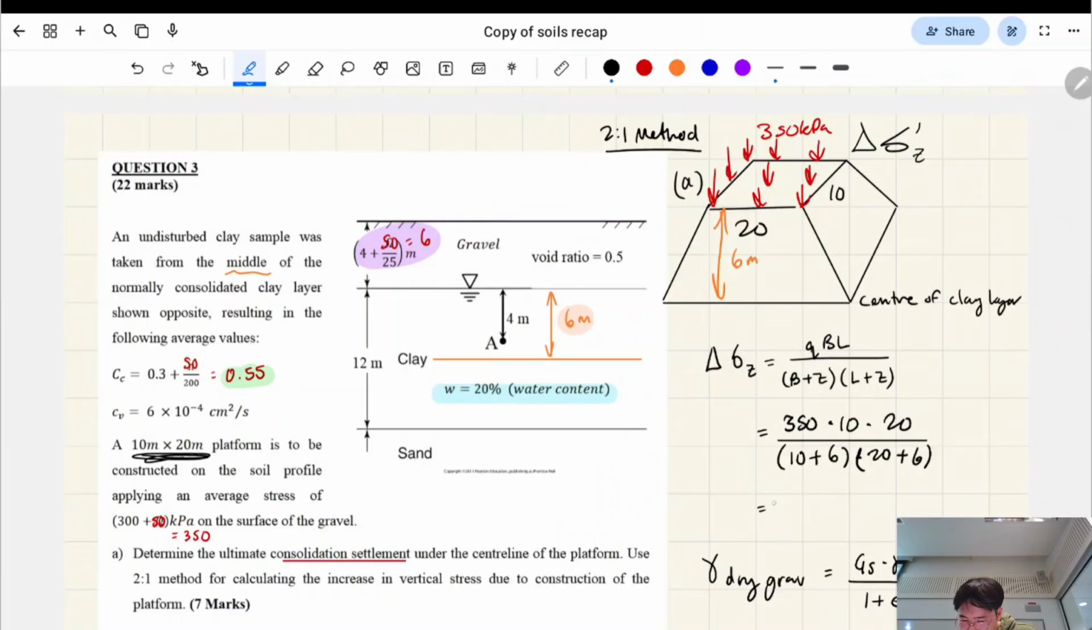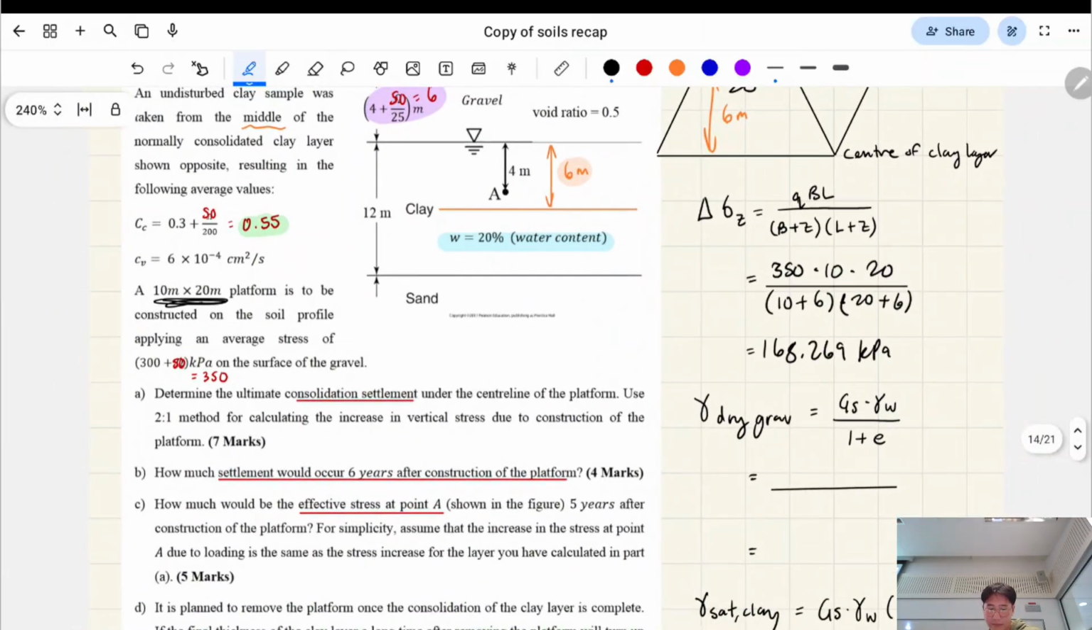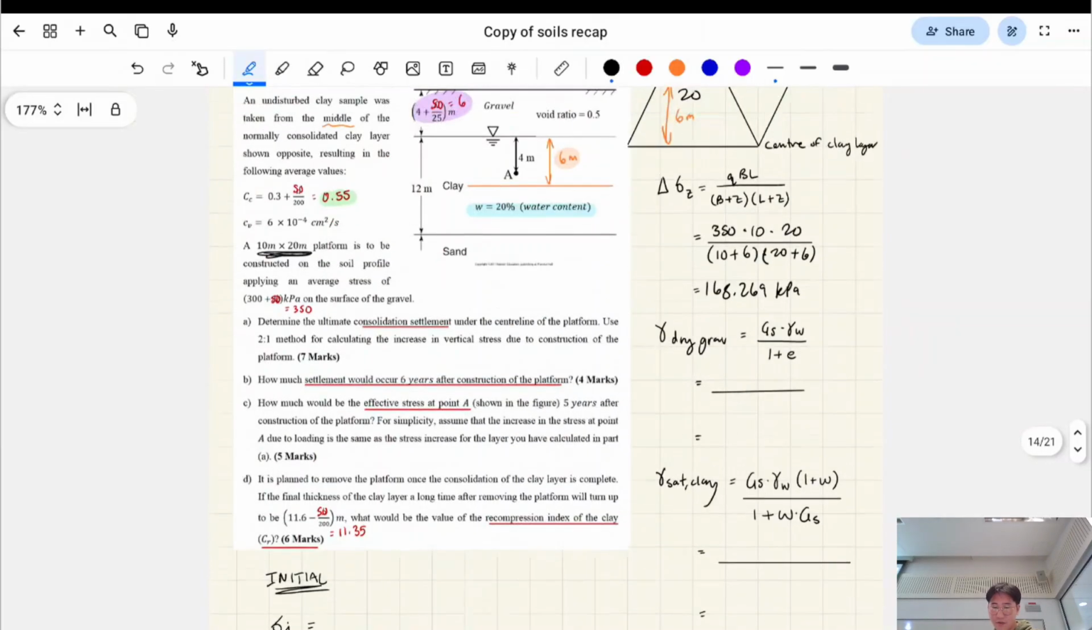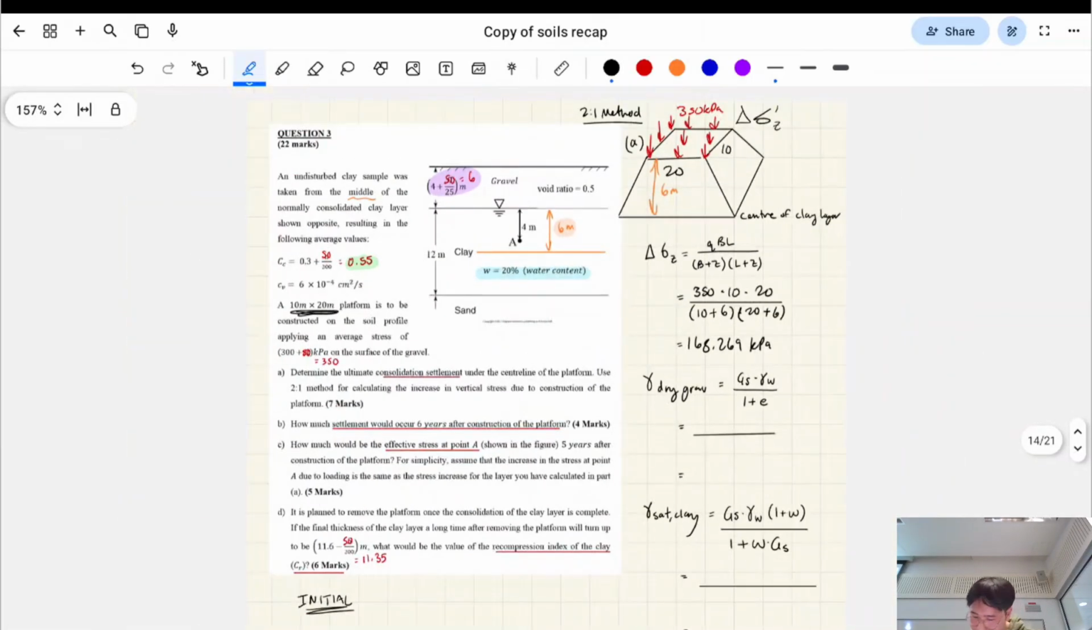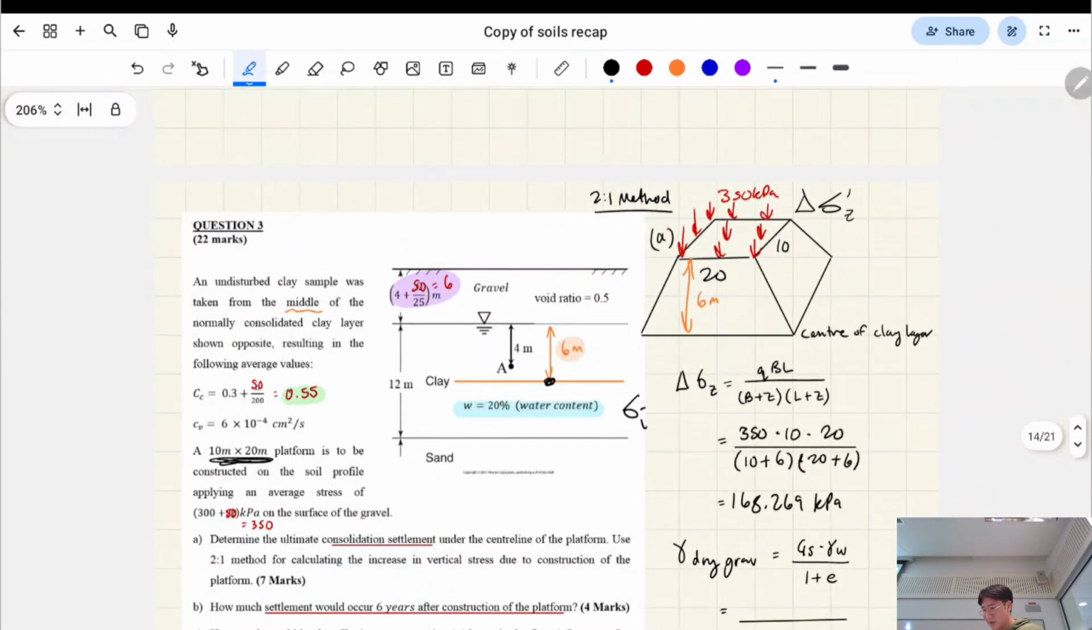Right, we calculate that, we get 168 kPa. Right? Okay, next. Okay, so when we're doing, okay, so here's our point of interest, which is the middle of the clay layer, right? We want to find, oh, sorry, we've already done step one. We've gotten the change in effective stress, right?